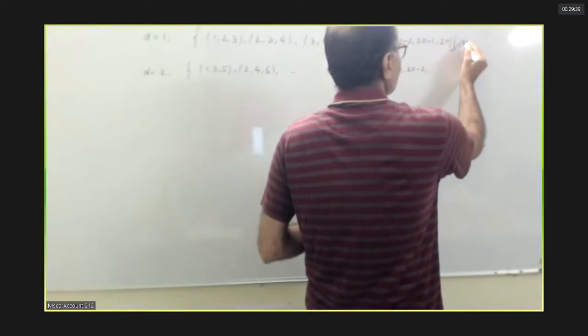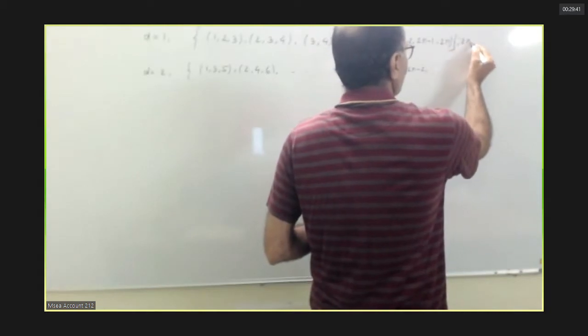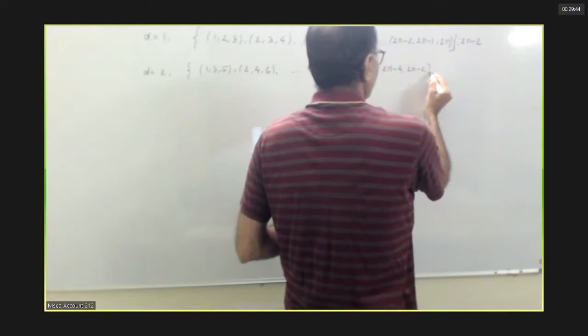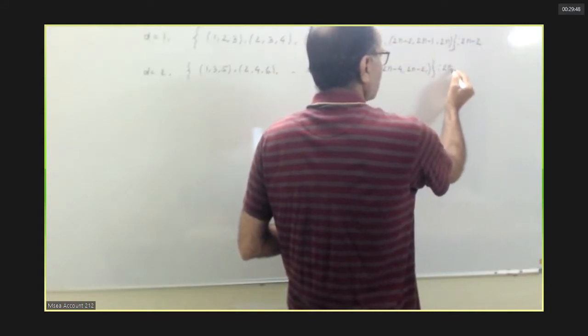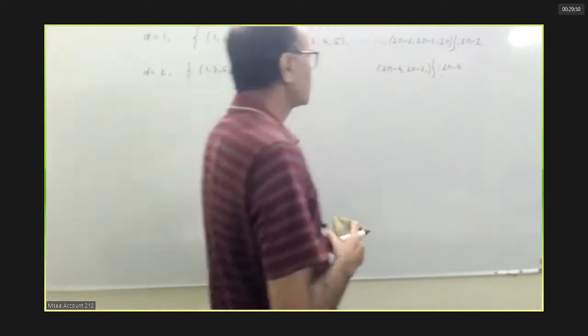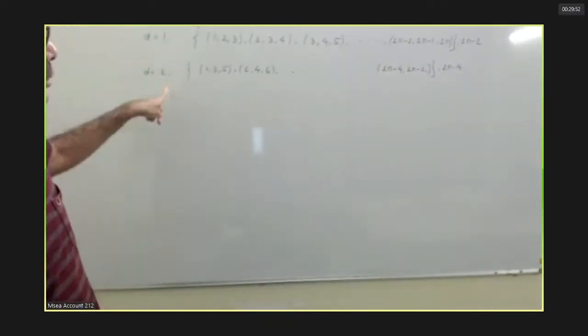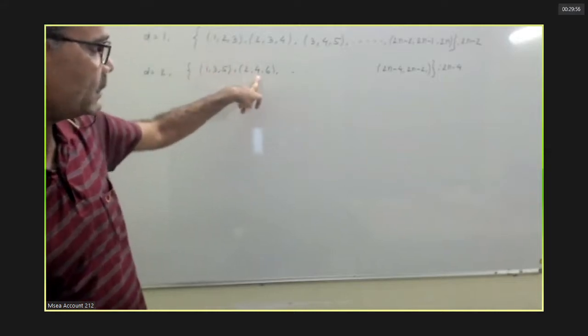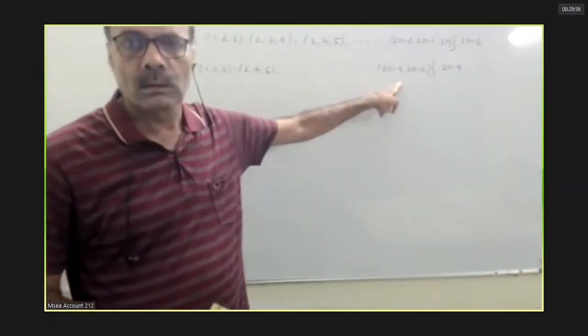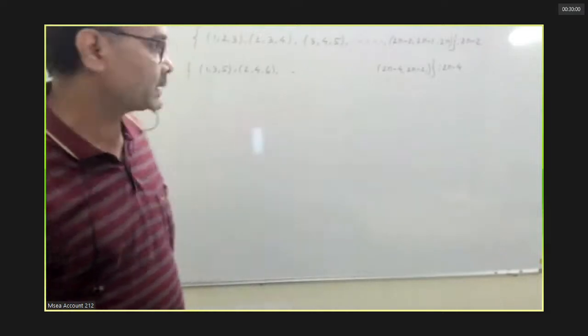Total number of ways, 2n minus 2. Now, how many ways can we select 3 tickets with common difference 2, which are in AP? This is one selection, second selection, like that. 2n minus 4 selections.